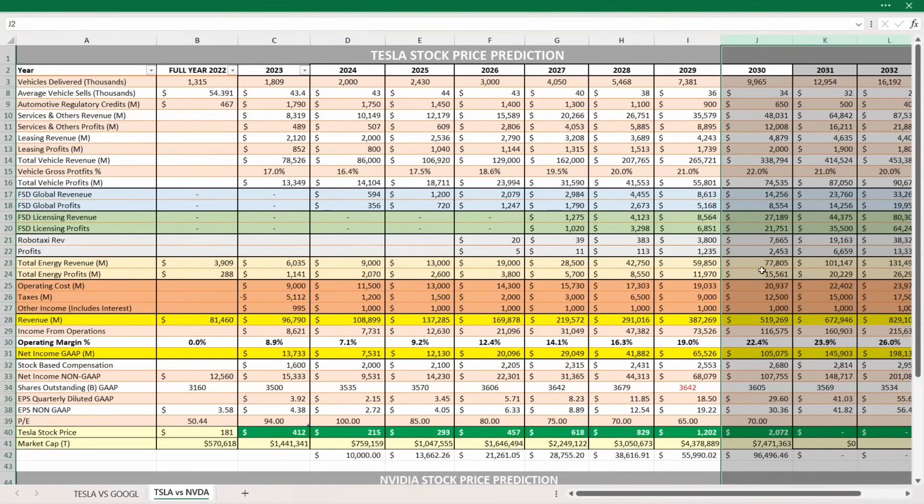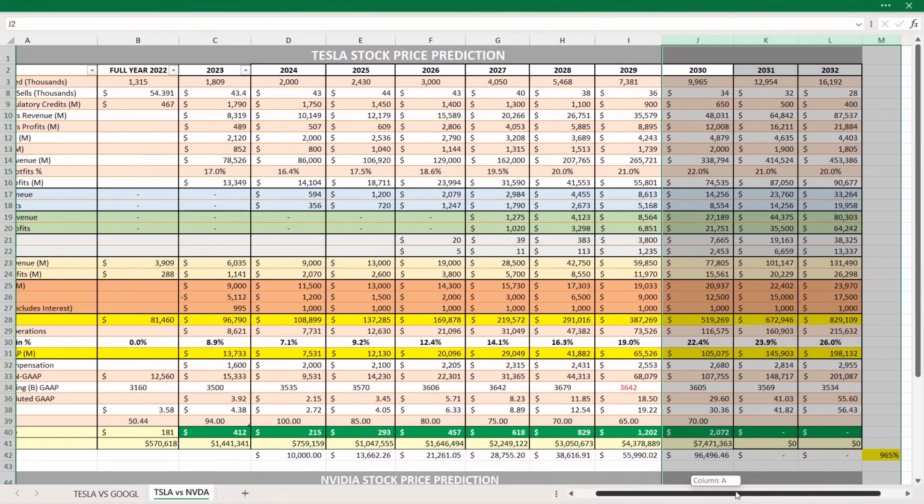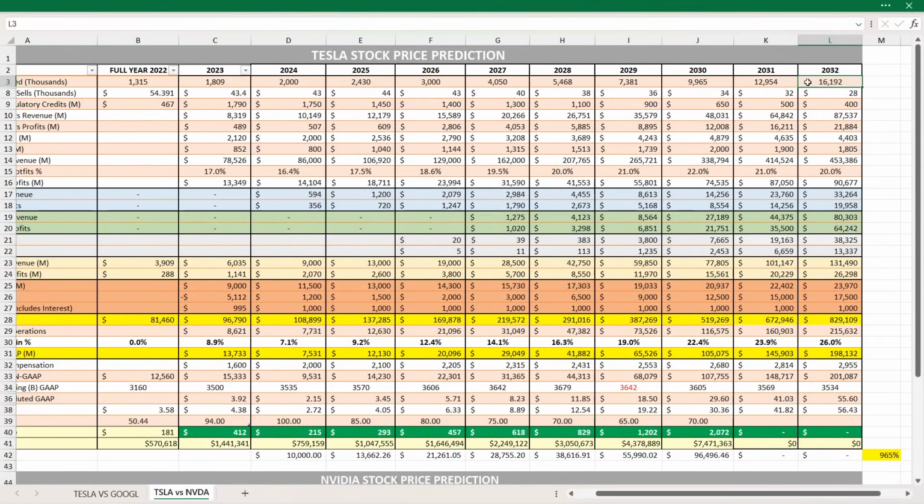Boom, let's unhide it. You guys can suddenly see the numbers for Tesla. Look at the vehicle deliveries, reaching over 16 million in 2032. Now, will this happen? I don't know, but I did reduce the vehicle gross profits because they are selling $28,000 vehicles now. But that doesn't matter, because look at the FSD numbers, man. Look at the global. Oh my God, $33 billion.